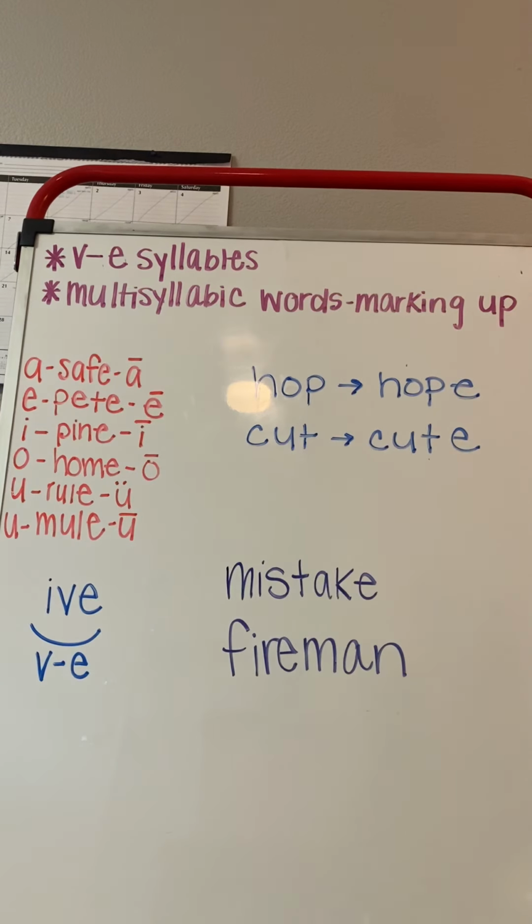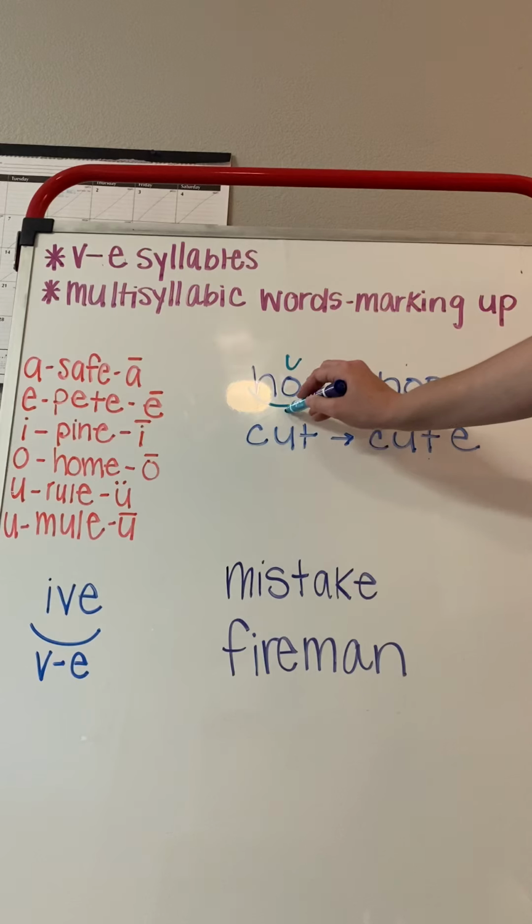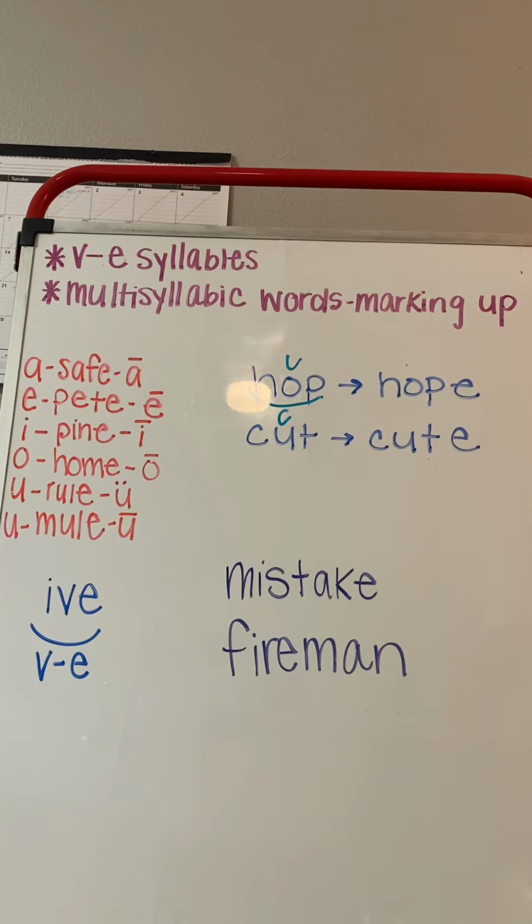Now, looking over here at this word hop, we can tap that word, h, o, p. Okay, that is a closed syllable word, right? We have a short vowel, and it's closed in by my consonant. Okay, so we already know this from Unit 3. That's a closed syllable word.